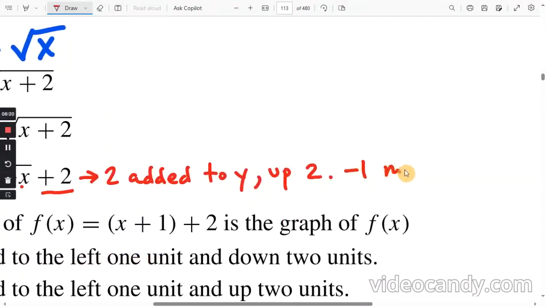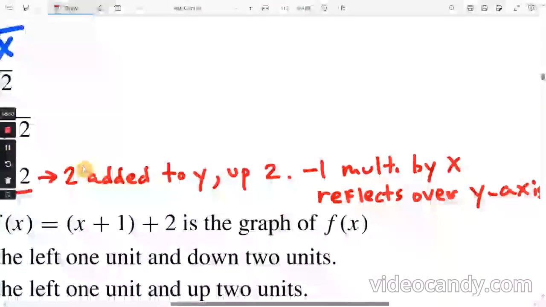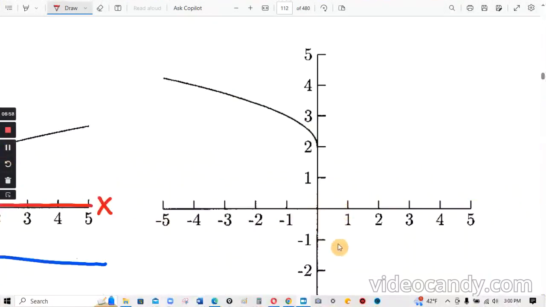So negative 1 multiplied by x. Remember when we said it's multiplied by y, it reflects over the x-axis, but negative 1 multiplied by x reflects over the y-axis. All right. So let's see. We take the original, we go up 2, and then reflect over the y-axis. Okay, this is the only one left over. This is the only graph.